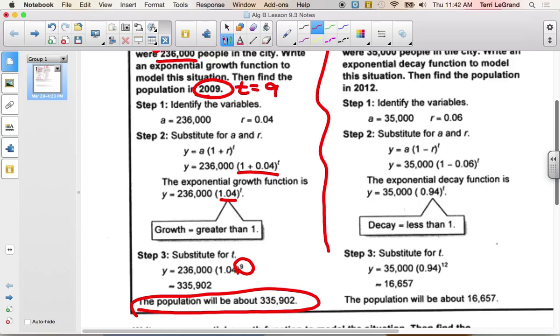Yes. Yeah, because it did get larger. It increased. If you ended up with a number less than 236,000 with a 4% increase, would that be a problem? Yes. Better be, right?